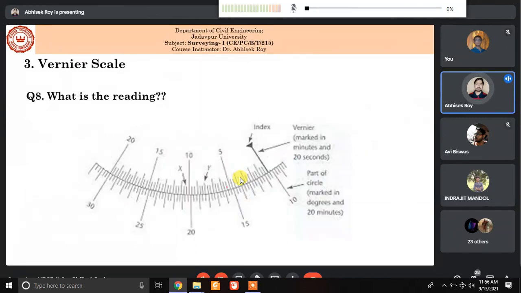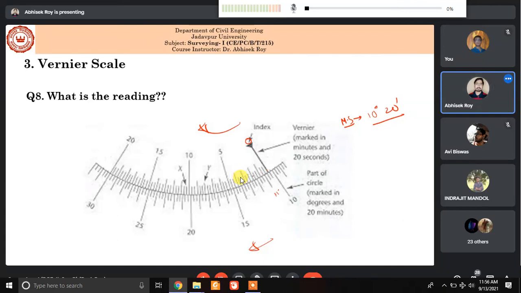So now if you want to measure here, if you see this diagram, this is the zero or the index. You can see that this is increasing in the same way, 0, 5, 10, 15, 20. This is also 0, 10, 15, 20, 25, 30. So this is the direct vernier. You can see 0 has crossed 10 degree, but it has not crossed 11 degrees. So it will be within 10 to 11 degrees. Is it clear? So 10 degree 20 minutes. Yes, it has crossed 10 degree 20 minutes. Exactly, 10 degree 20 minutes. We have got the reading from the main scale.